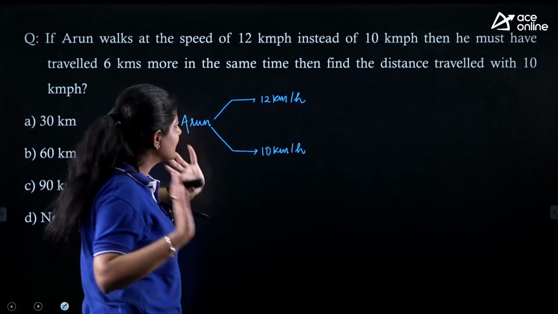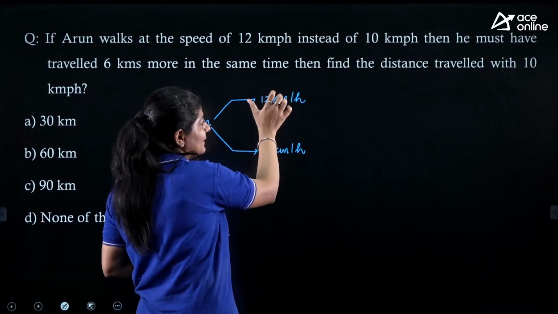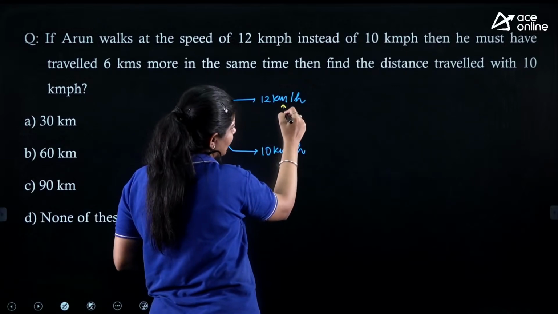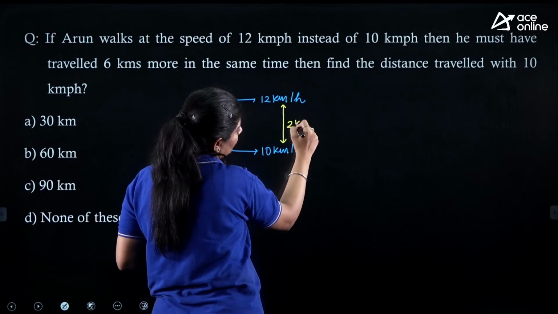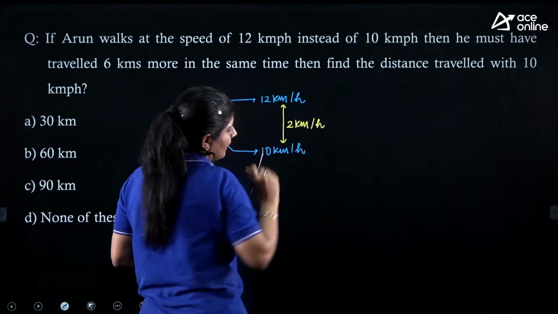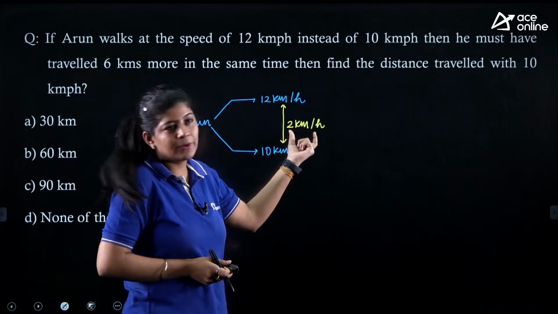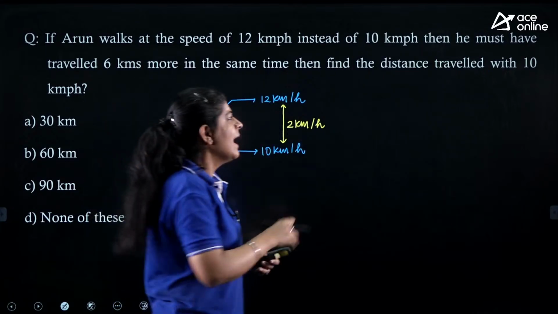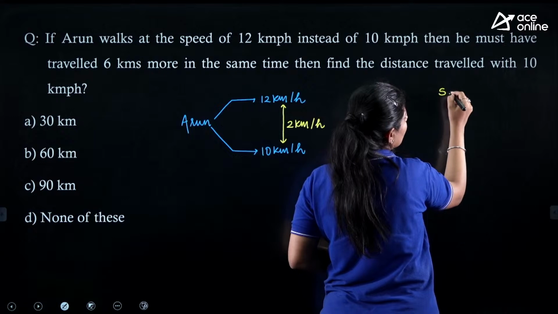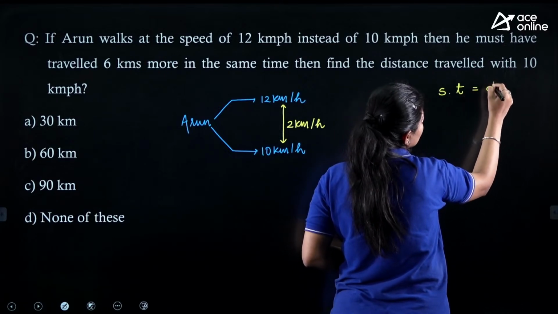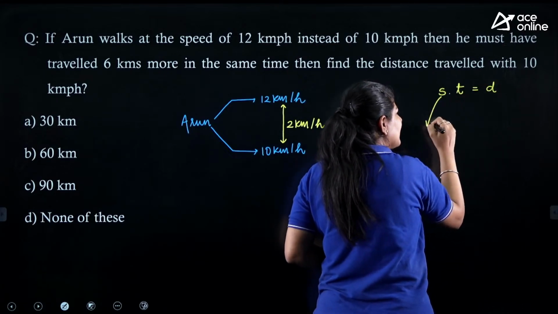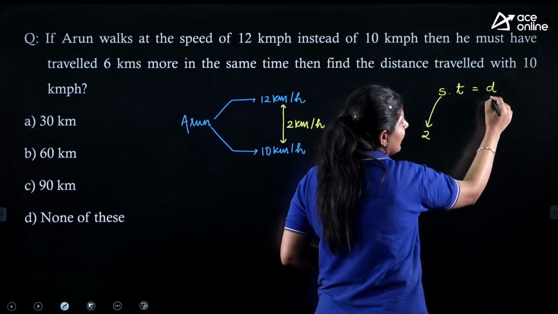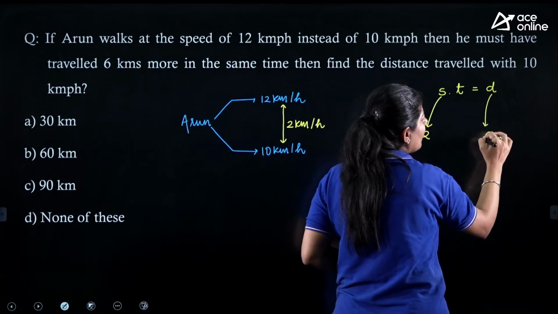So the time limit is the same, but if he increases his speed by 2 kilometers per hour, as we can see, the difference is 2 kilometers per hour, right? Because of this 2 kilometers per hour, he is able to travel 6 kilometers more in the same time. And we know the formula that speed into time equals distance. Because of this speed difference, that is nothing but 2, he can cover 6 kilometers more.